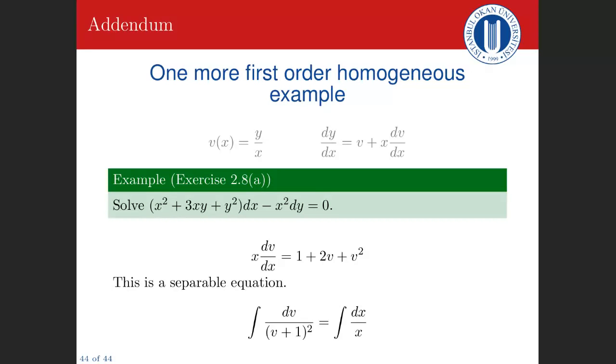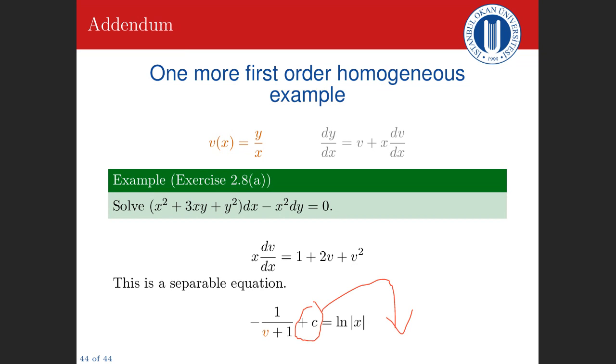We factor the left side. Integral of dv divided by (v plus 1) squared is equal to integral of dx divided by x. And when we calculate these integrals, we get minus 1 over (v plus 1) plus some constant c is equal to the natural logarithm of the absolute value of x. It doesn't matter where we put the plus c, we could put it on the left or on the right. I'm choosing to put it on the left, just so that I get the answer which was written in the lecture notes.